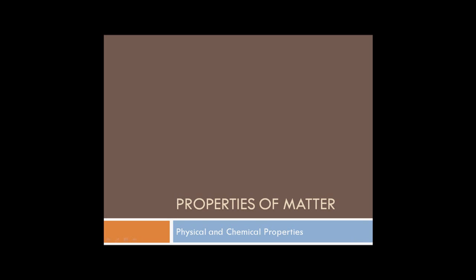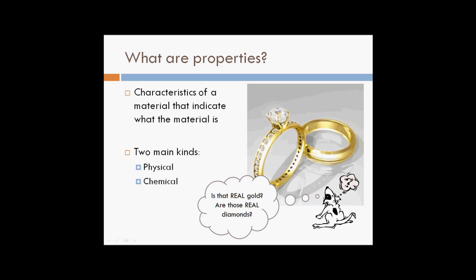We're going to be talking about the properties of matter. Now, there are two main types of properties, physical and chemical. But first of all, what exactly are properties? Properties are characteristics of a material that indicate what the material is.